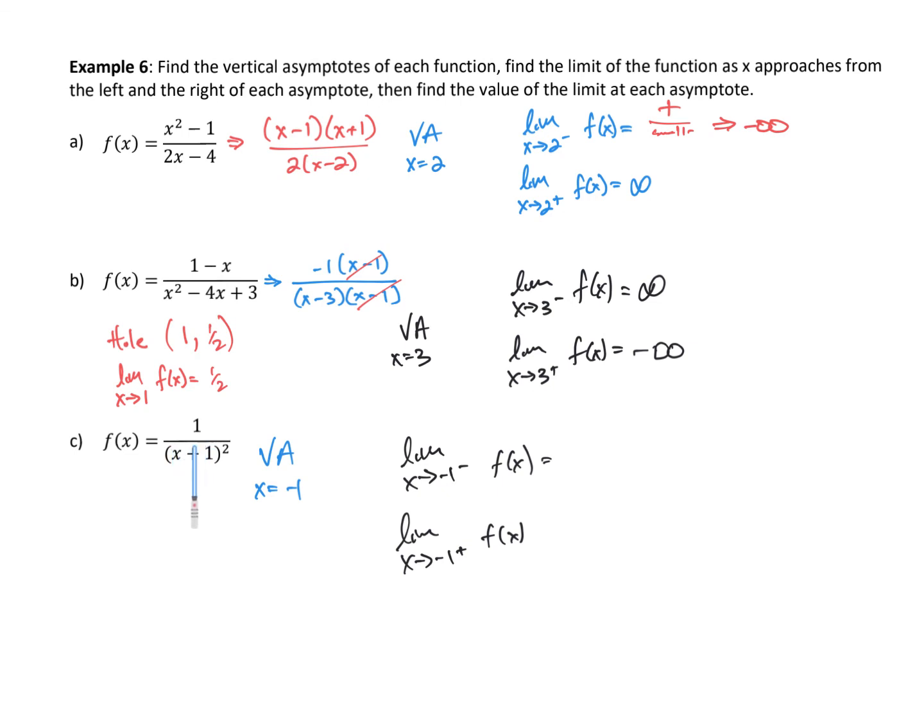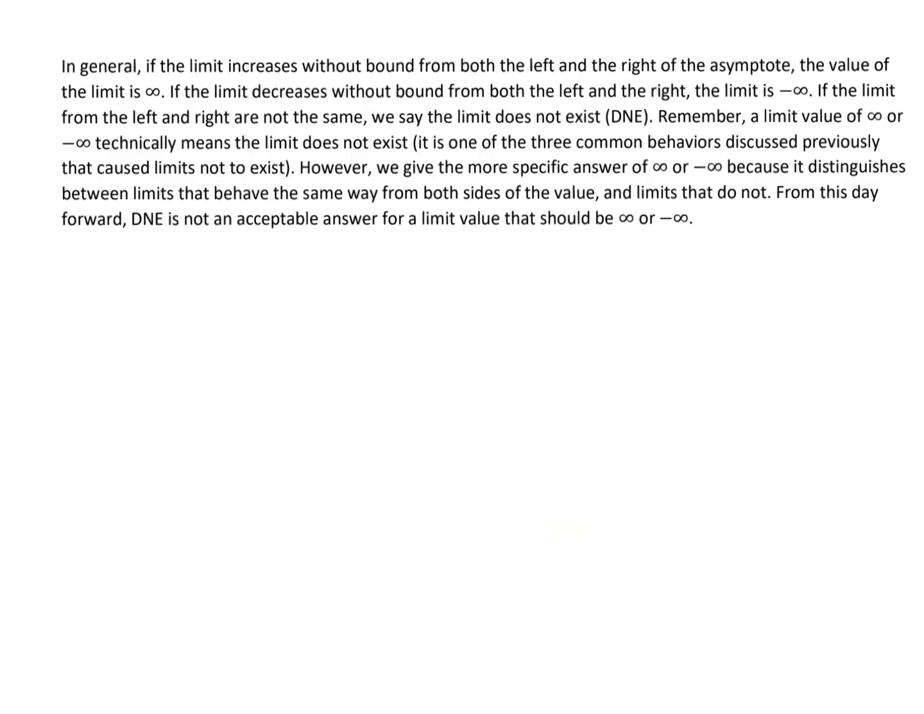So if I substitute negative 1.001, what do I get right here? A negative. However, what am I doing to it? Squaring it. So now it's a positive number over a really small what? Positive, which makes it positive infinity. Now if I do negative 1 from the right, so like negative 0.9, what do I get on the denominator? A really small positive again. So what does that become? Positive infinity.